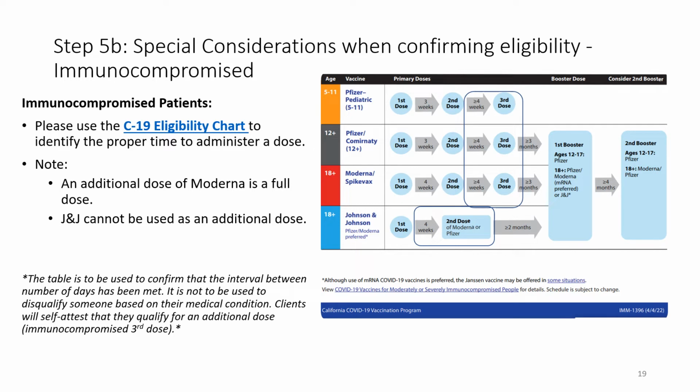Please note that an additional dose of Moderna is the full dose, while a booster dose is a half dose. Also, note that J&J cannot be used as this additional dose/third dose for the immunocompromised population. It is very important for vaccinators to know exactly how many doses the patient has received and if the patient is there to receive a full dose or a booster dose that day.